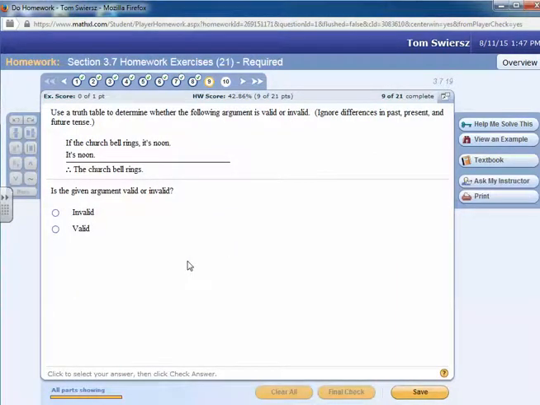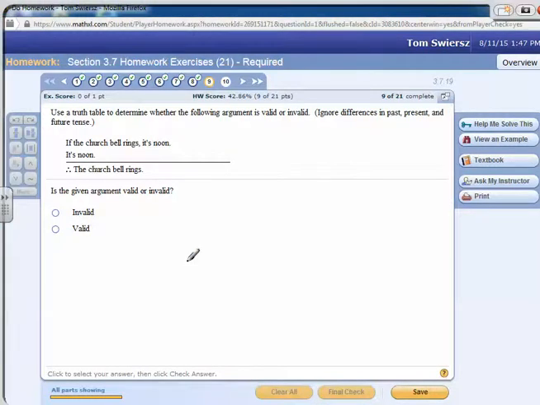Number 9. Okay. Here we have: if the church bell rings, which we can say is P, then it's noon, we'll say it's Q. It's noon, Q, therefore the church bell rings, P.